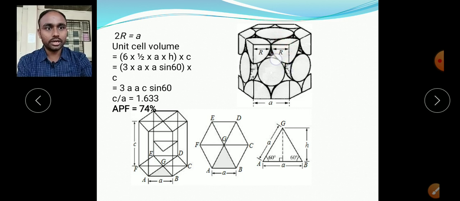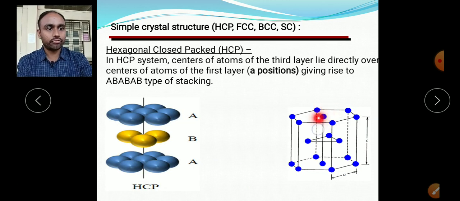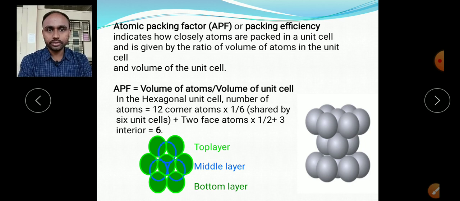That means already how many unit cells have been sharing this? 1, 2, 3, and again 3 are required. That means 3 plus 3, 6. So in all, every corner atom is shared by 6 different unit cells, and likewise we have 12 corner atoms. So it is 12 into 1 by 6, shared by 6 different unit cells, plus how many face center atoms? See, at the top face we have 1 atom and at the bottom face we have 1 atom. So only 2 face center atoms, and we know that face center atoms are shared by 2 different unit cells, already we have seen.